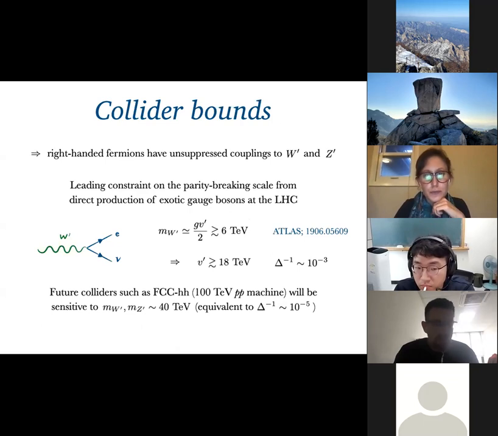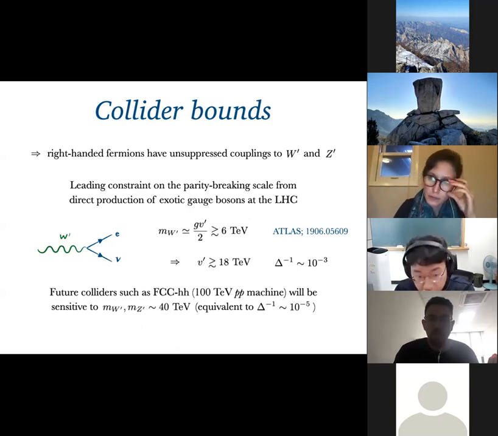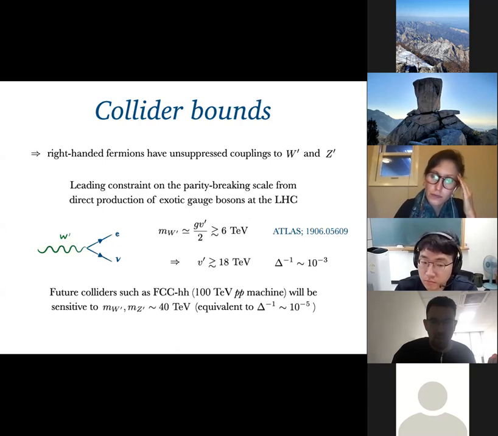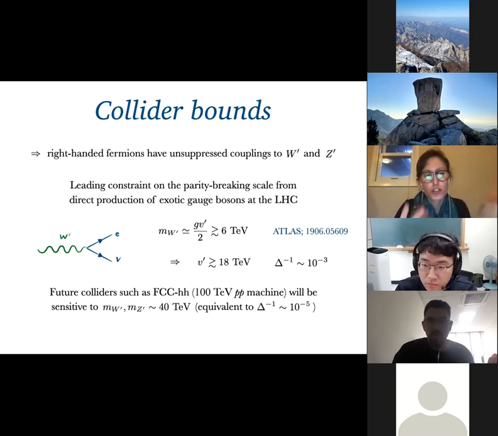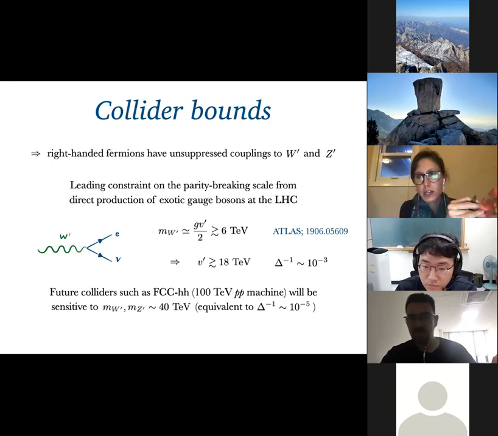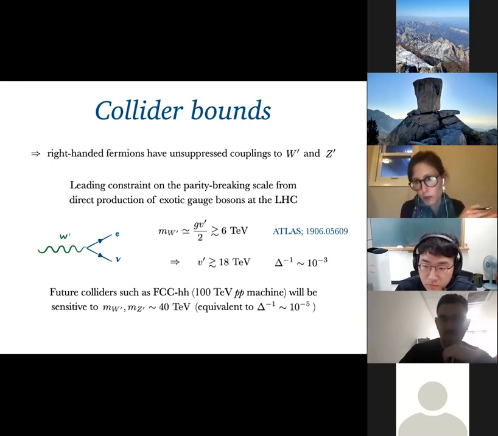And one question concerning UV completions. You say supersymmetry typically spoils your symmetries. Are there any attempts to try to UV complete in composite models? So I know there are some. As you know, and I did mention it briefly, these models share a lot of features with twin Higgs models, right?